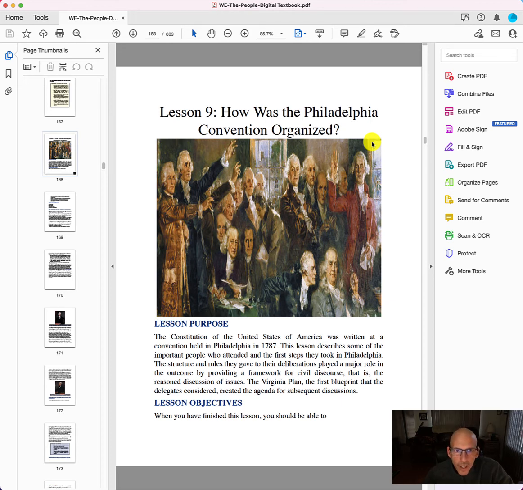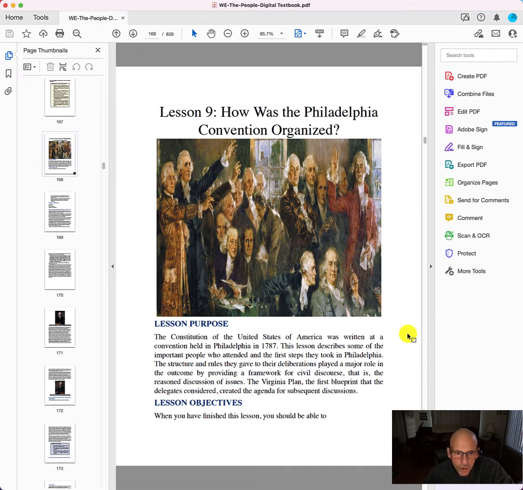All right, this is Lesson 9. How is the Philadelphia Convention organized? Lesson purpose. The Constitution of the United States of America was written at a convention held in Philadelphia in 1787. This lesson describes some of the important people who attended and the first steps they took in Philadelphia.